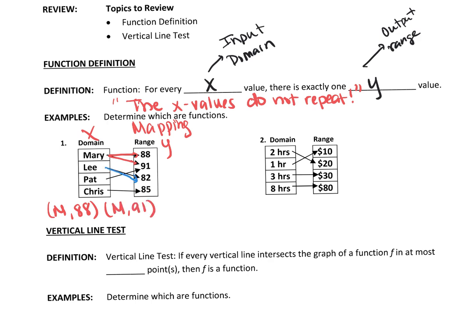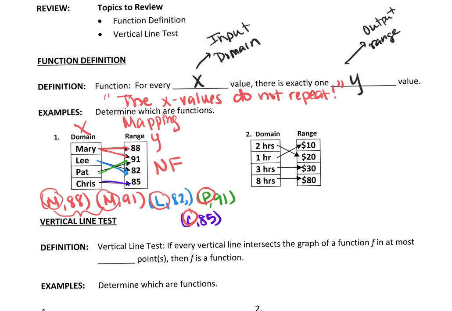Here, Lee goes to 82. Pat goes to 91. And your last person is Chris, and he goes to 85. So what you're checking for are the x values. Anything that repeats is not a function, because these two right here repeat. This is not a function.